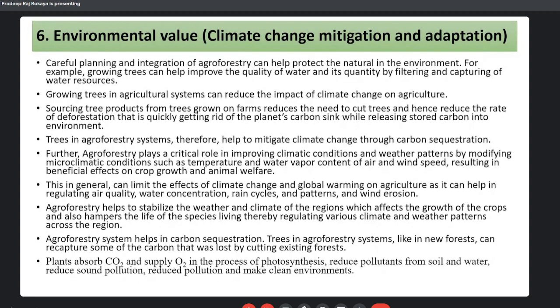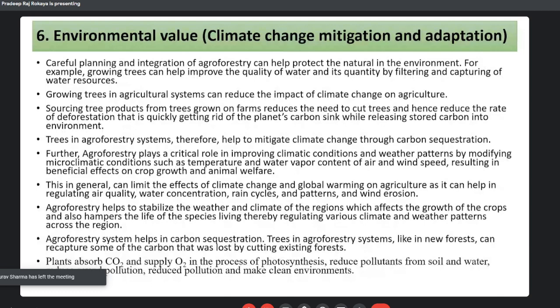Further, agroforestry plays a critical role in improving the climate condition and the weather patterns by modifying microclimatic conditions such as the temperature and the water vapor content of the air and wind speed, resulting in the beneficial effect on crop growth and animal welfare. This in general can limit the effect of the climate change and global warming in agriculture, and it can help in regulating the air quality and water concentration.